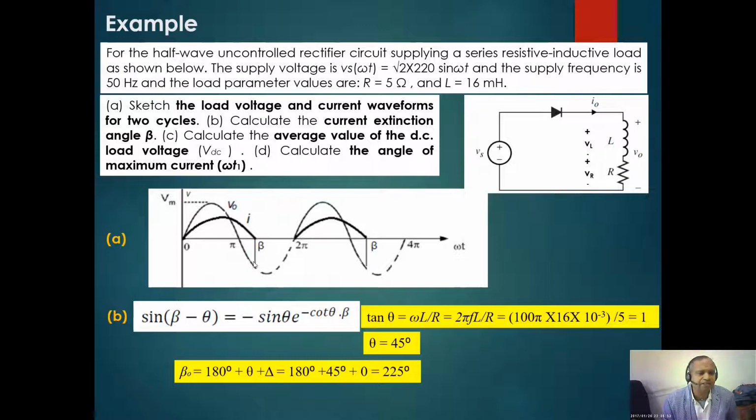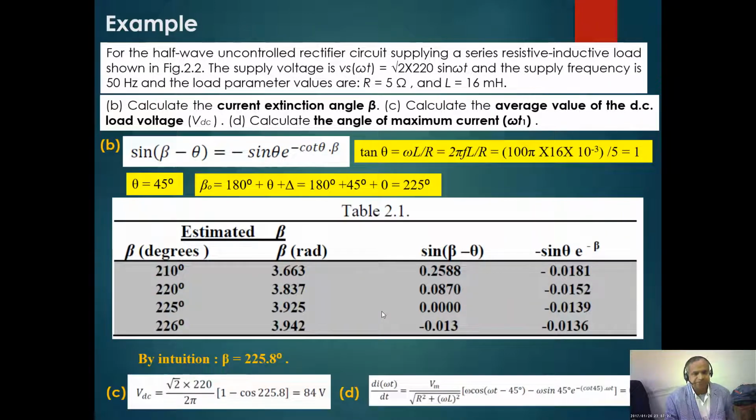This is our load voltage, and we have already seen that the current will conduct from 0 to beta. This is our current waveform. Now calculate the extinction angle beta. This is our equation, and we understand that tan theta is 1, which is 45 degrees. The initial guess for beta is 180 plus theta plus delta, so it comes around 225 degrees.